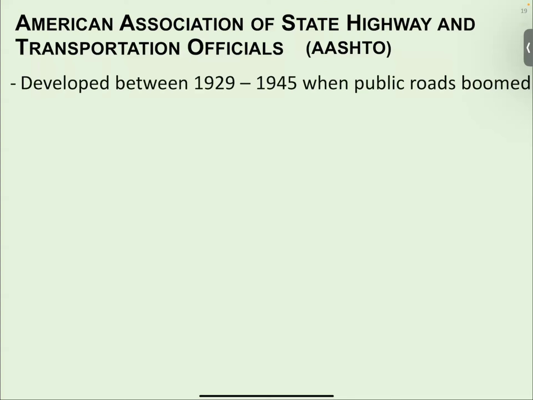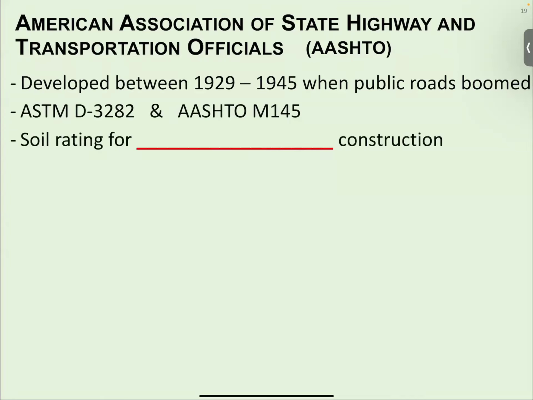All right, so the AASHTO was developed, surprise, surprise, a really long time ago. 1929 to 1945, when public roads boomed. This is even before the interstate system, which was in the 50s or 60s. But when they started developing these public roads that stretched across different jurisdictions, they thought maybe we should figure out a way to ensure that all these roads work so everybody can travel.